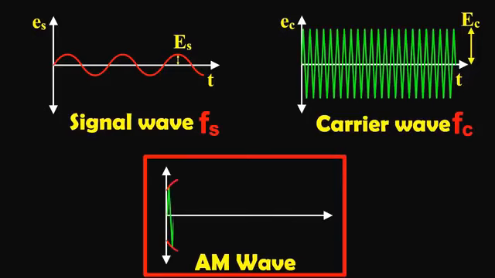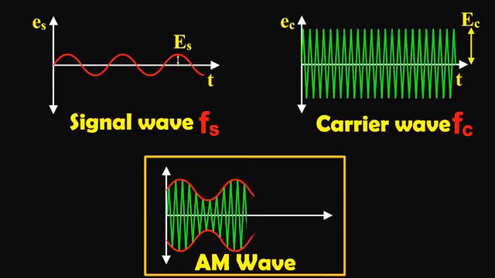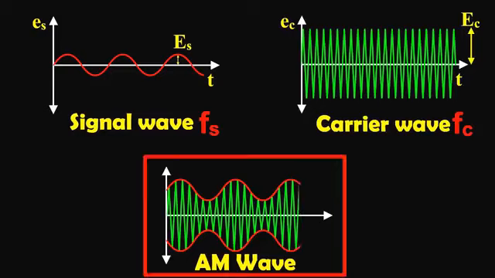It is to be noted that the amplitudes of both positive and negative half cycles of carrier waves are changed in accordance with the signal. Thus, the amplitude of the modulated wave possesses the frequency of the audio signal waves.